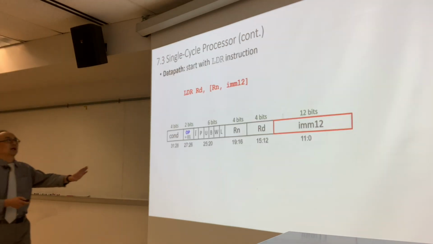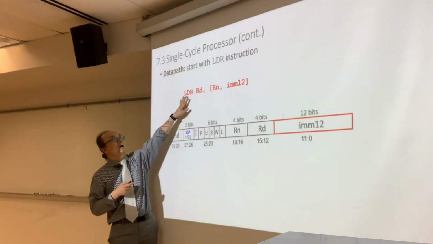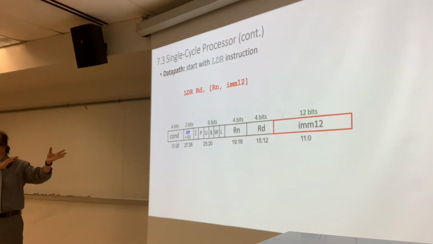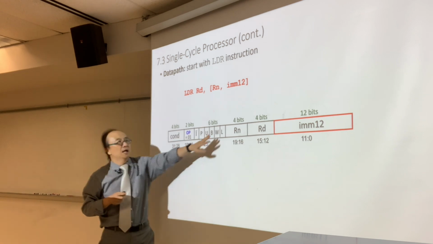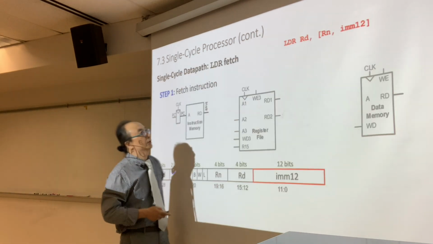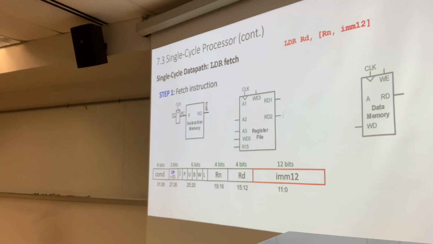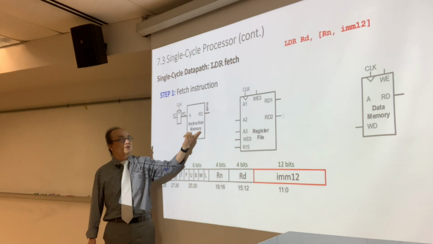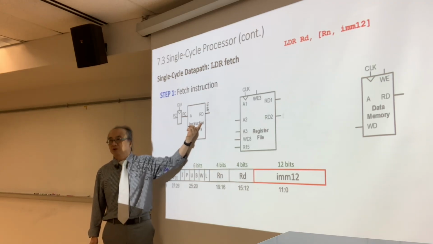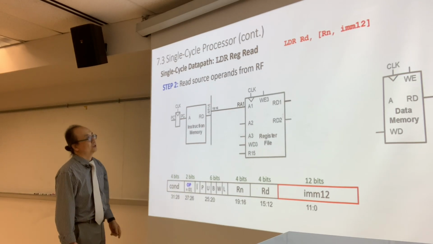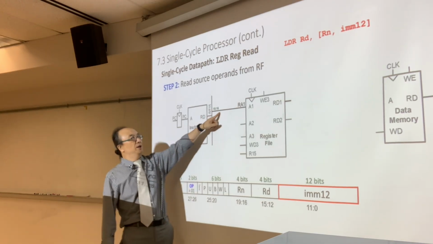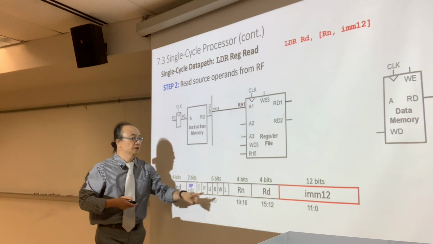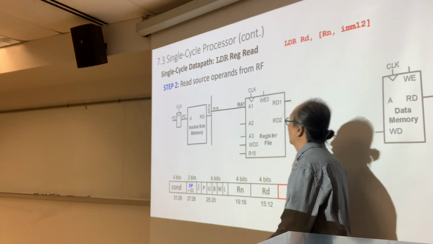Now we saw the LDR instruction, and it's composed of different parts: the condition part, opcode part, RN, RD, and immediate 12. The first thing we want to do is fetch the instruction. That means we need to go inside the instruction memory, grab that instruction, and first put it into our A1. So the first instruction goes into that. It's going to be RN.